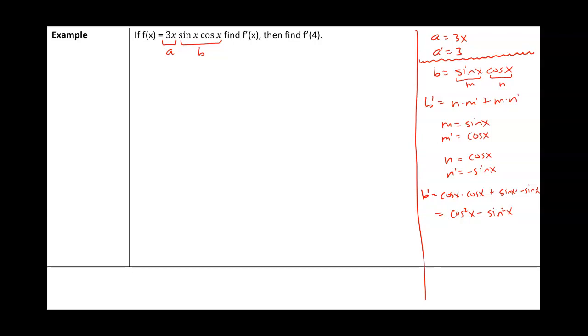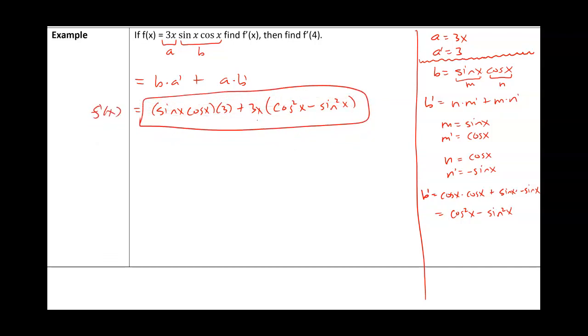Okay, so now if I plug these in, the original function, the product rule is going to be b times a prime plus a times b prime. So if I plug everything in, my b is sin x cos x times a prime, which is 3, plus my a, which is 3x, times my b prime, which is cosine squared of x minus sine squared of x. And that's it. We can leave it like that. And then f prime of 4, if you plug it into any calculator, replace all the x's with 4, is going to be negative 0.2620.